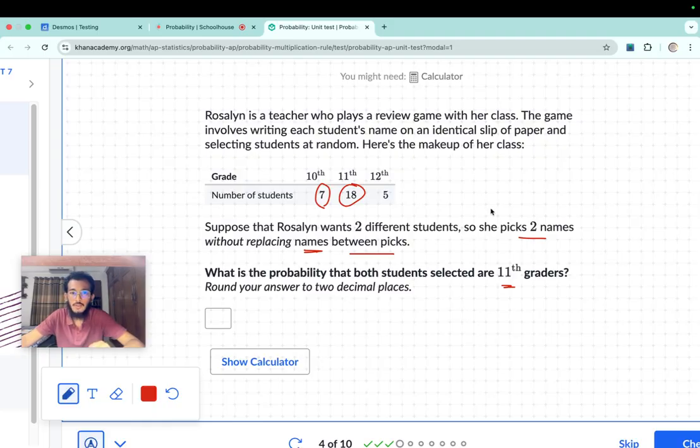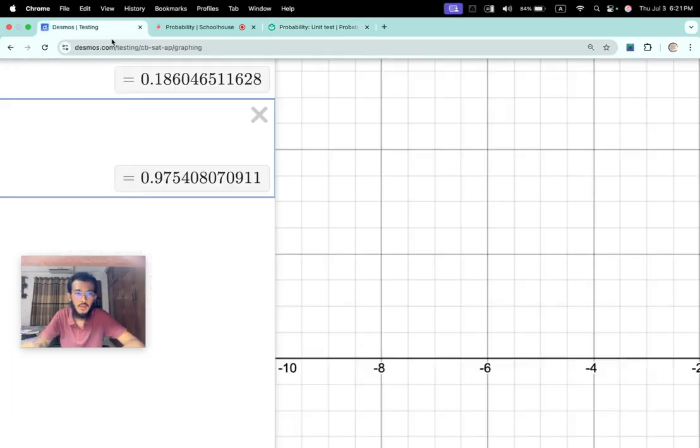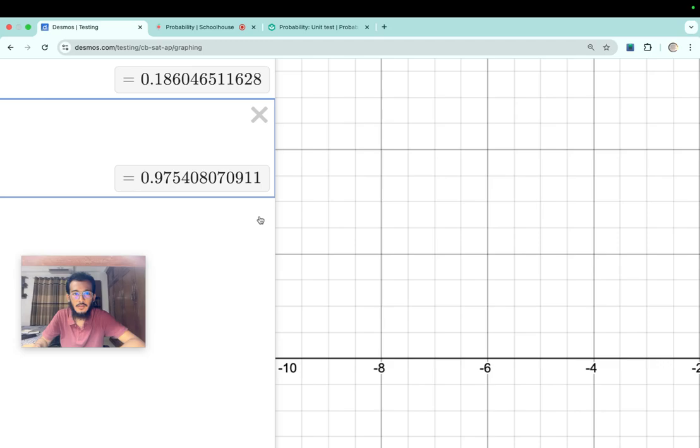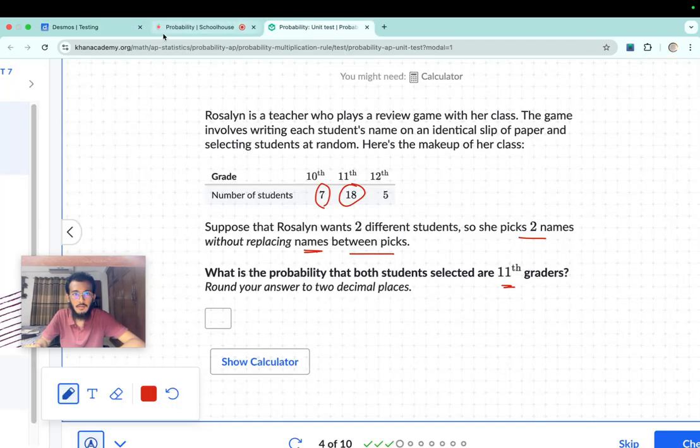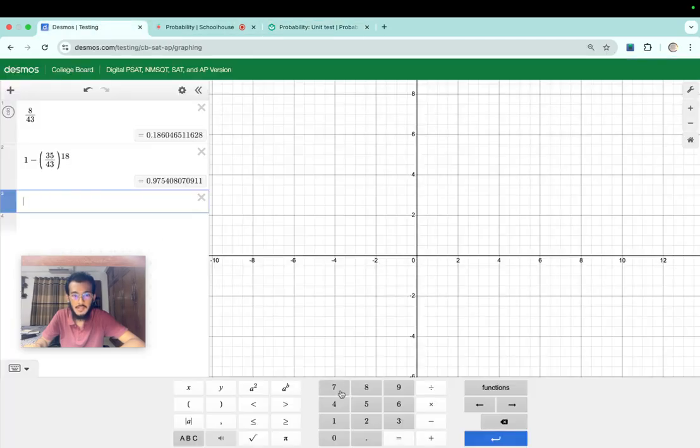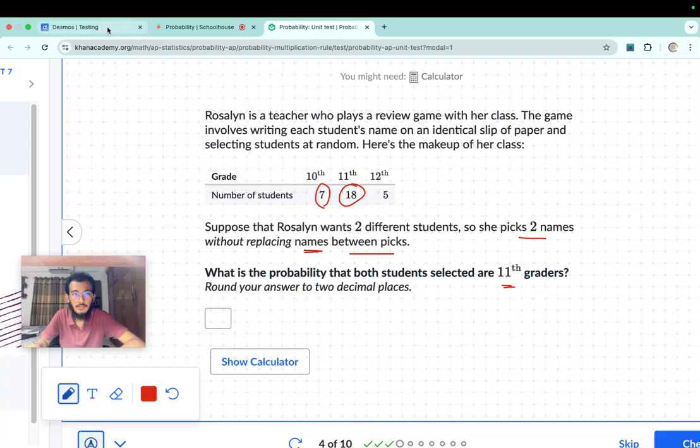We have a total of 18 plus 7 plus 5. 7 plus 5 is 12, plus 18, which is 30 students.